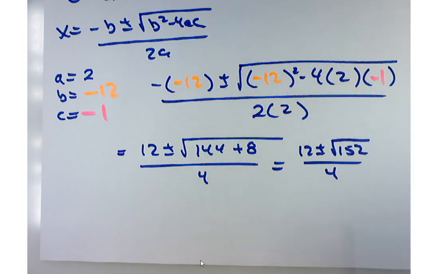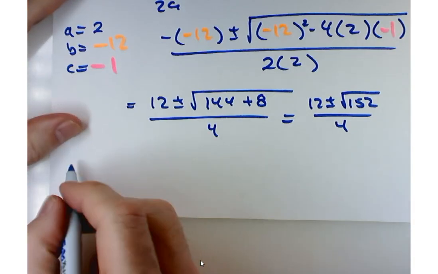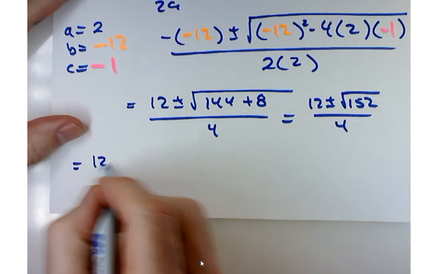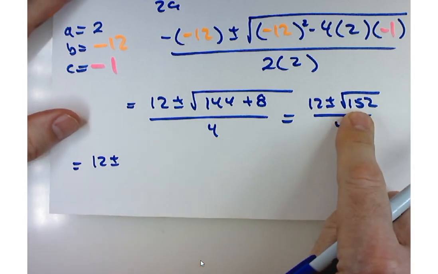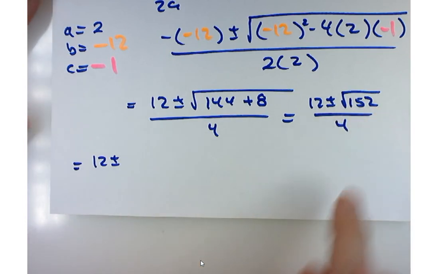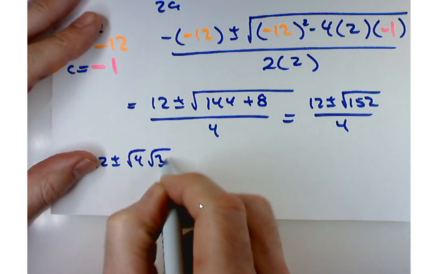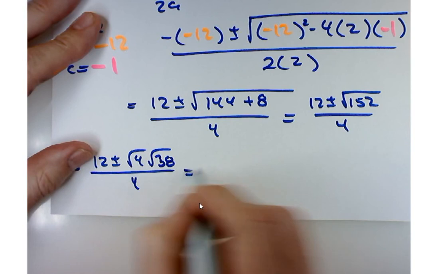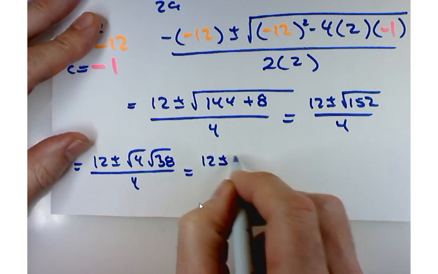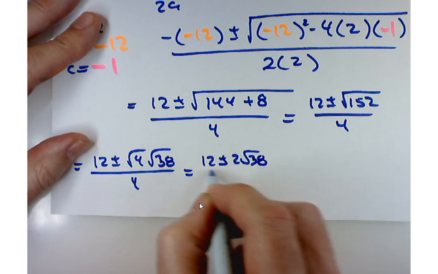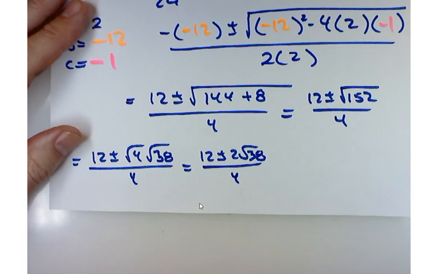Can I cancel the 12 and the 4? No. But here's where on the test you can earn some more points. And I'm sure I'll give you smaller numbers than this. I'm trying to think of the largest perfect square that would go into that. Might be just 4. 4 would go into there, what, 38 times? Yeah. So that's the square root of 4 times the square root of 38 over 4, which is 12 plus or minus 2 square roots of 38 over 4.